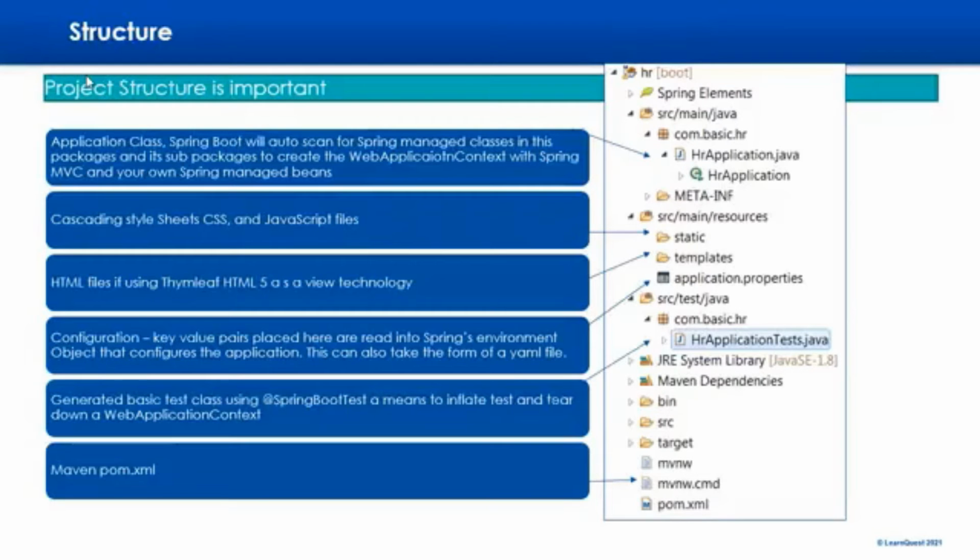You will also have configuration files. They will also go under the source main resources directory or a subdirectory called config. You will also have a basic skeletal test class generated in your source test Java directory. You also have your Maven POM with your starters, and you will also see the Maven dependencies directory. If you open that up, you will see all the jars that were brought in by the Maven POM when this project was built through a Maven build.